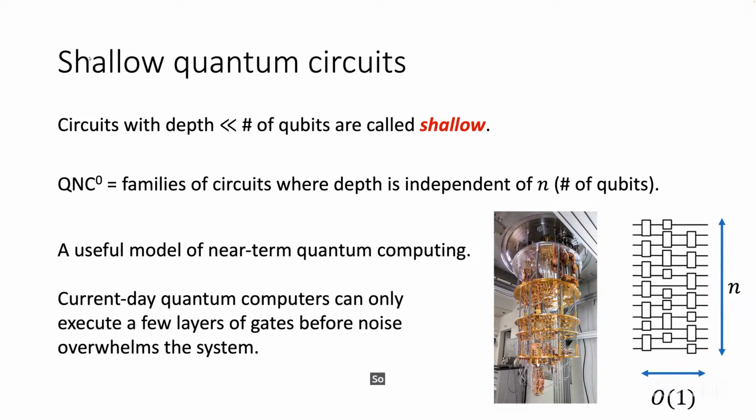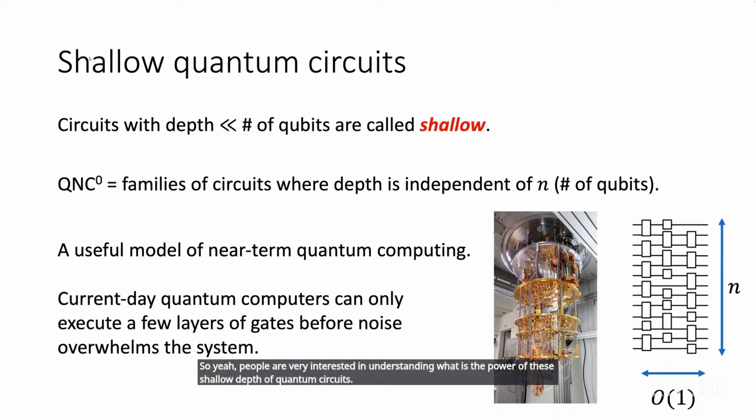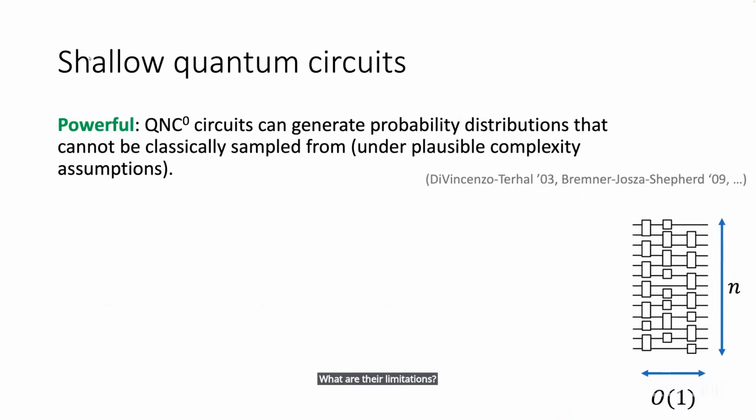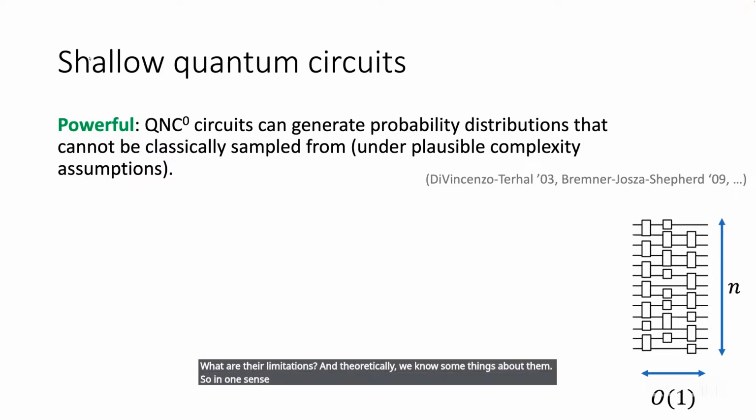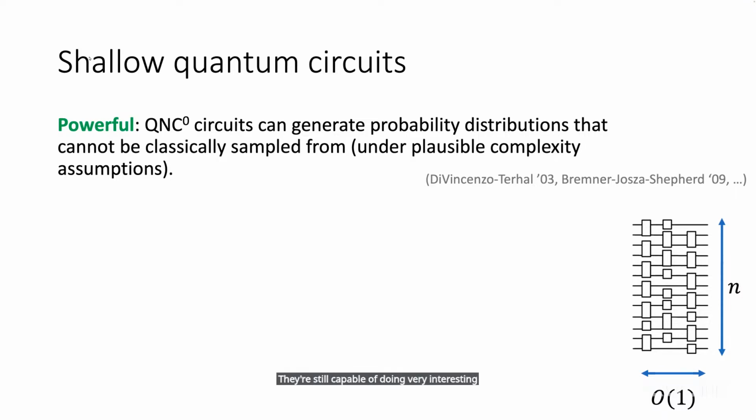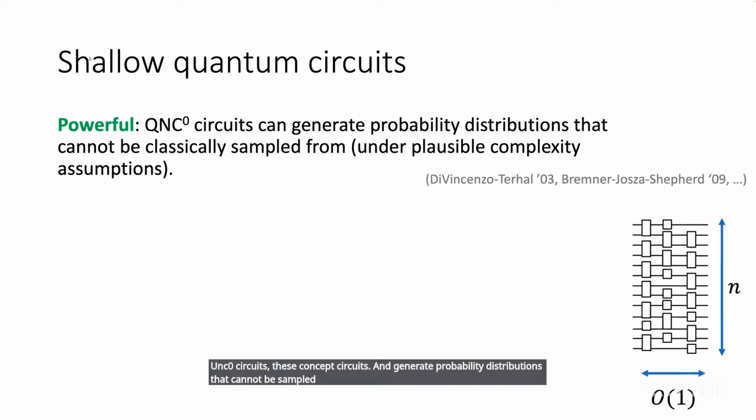So people are very interested in understanding what is the power of these shallow depth quantum circuits. What are their limitations? Theoretically, we know some things about them. In one sense, even though these circuits are very shallow, they're still capable of doing very interesting things. We know that QNC0 circuits, these constant depth circuits, can generate probability distributions that cannot be sampled efficiently on a classical computer, which is very cool.